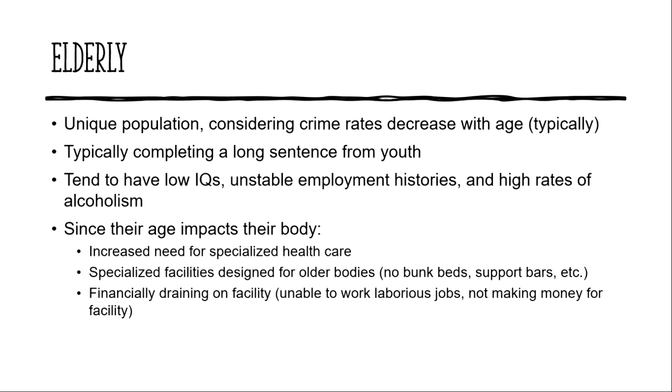So one unique population that we have to talk about is the elderly. They are a unique population considering that crime rates generally decrease with age. So the older someone gets, the less likely they're going to commit crime and things like that. But we do see that there is a decently large number of older inmates in prison. Obviously, there is a niche part about sexual violence and pedophilia and things like that, but that is not what I'm talking about right here.